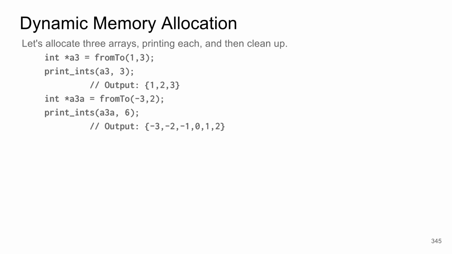Yep. So we have -3, -2, -1, 0, 1, 2. So it still works with negative numbers, right? Cool. But what is actually happening here, though? Because if you recall, we say 2 minus from in our malloc call, right?